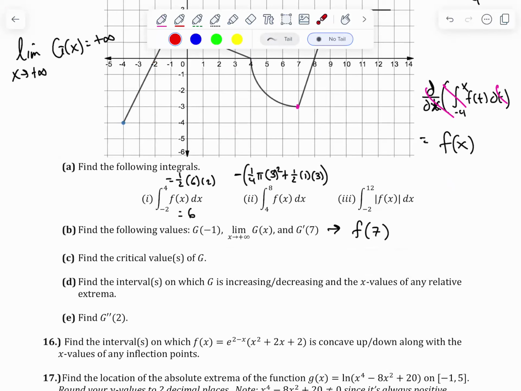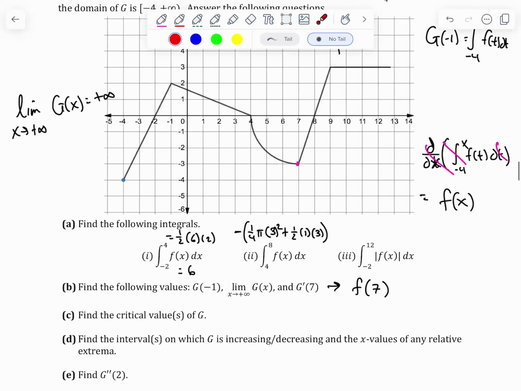And g double prime of 2. Well, g prime is f, so g double prime would be f prime. Isn't that fun? Isn't this like circular fun stuff? Love it. Oh man, it's such a fun problem. So you'd want to find the slope of the tangent line at 2, which would be down 2 over 1, 2, 3, 4, 5, negative 2/5.